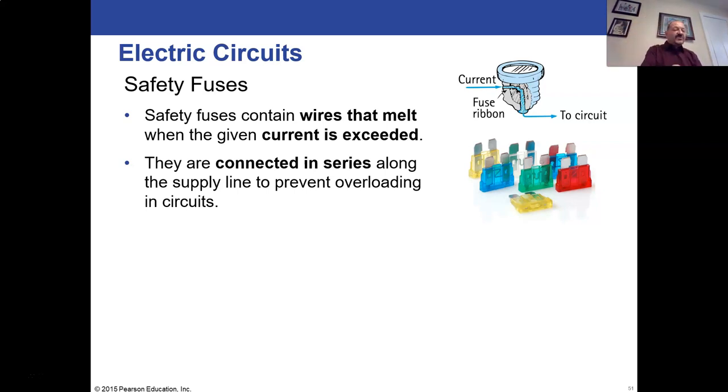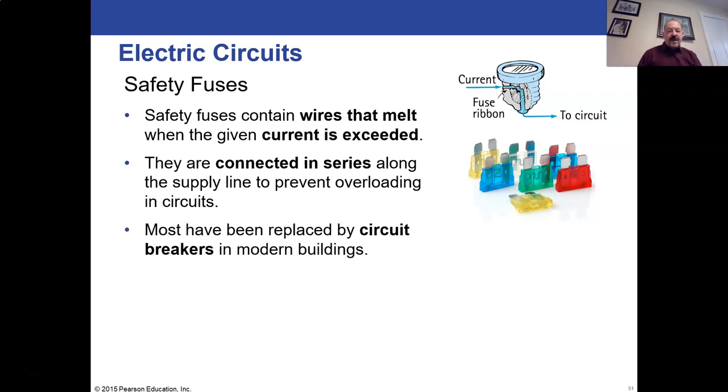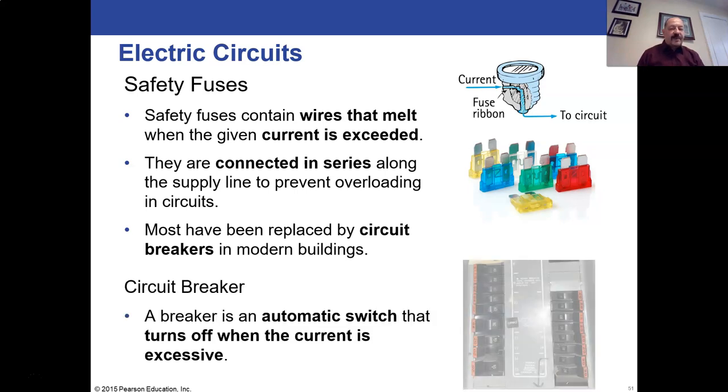And you have fuses that just plug in, like the bottom ones. These are what the fuses in cars look like. The top one is what the old fuse boxes used to look like in the houses. You'd have these little screwable fuses that you'd screw in. They're almost like light bulbs, but it's just a single wire in there that will melt if too much current goes through it. But these have been really replaced by circuit breakers in most modern buildings.